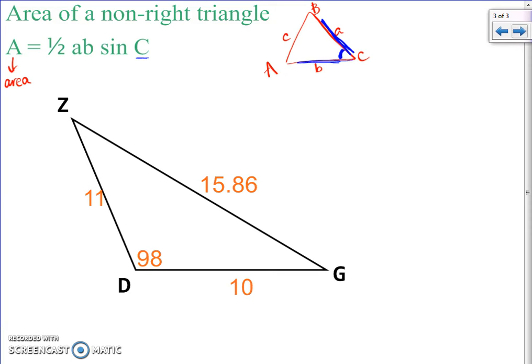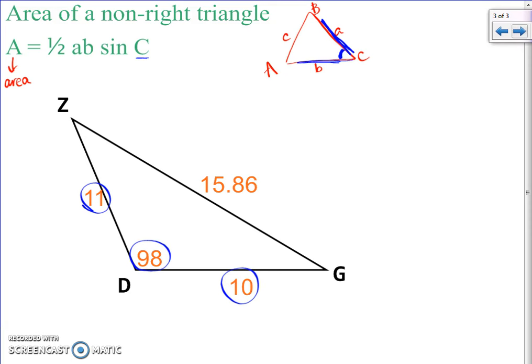So looking at this picture, we have this 98 right here. What two sides are we going to use? 10 and 11. We're not going to use the one that's across from it. Okay, this is going to find the area of the triangle without our normal 1/2 base times height.